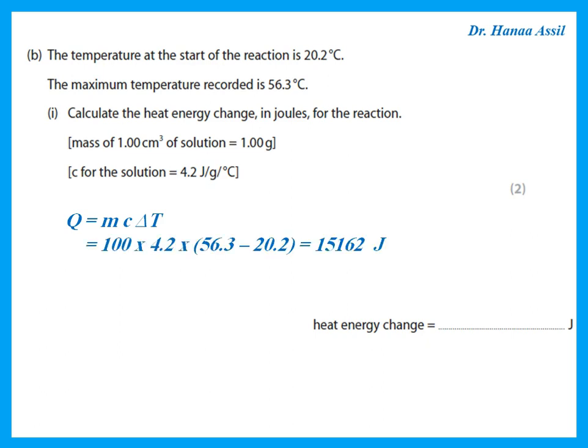So my mass is 100 times C, which is 4.2, times delta T, which is the temperature change. So it is the difference between the final minus the initial. And my answer for Q always comes out in joules.